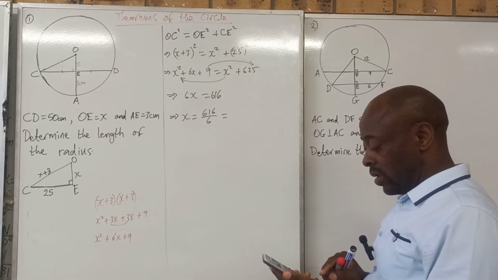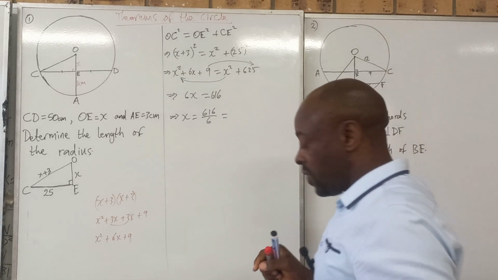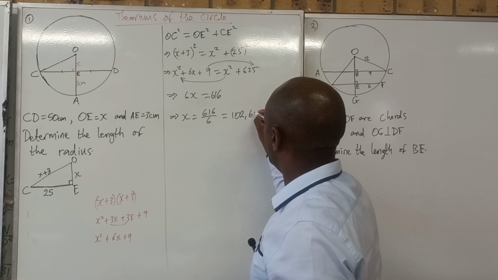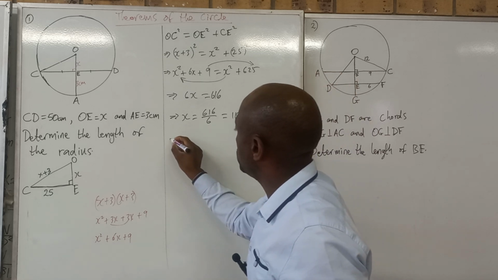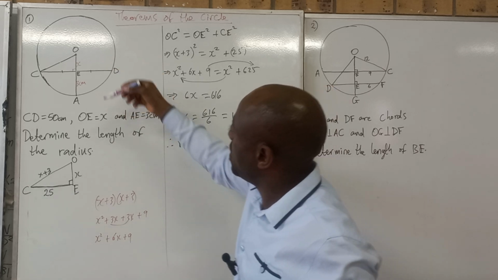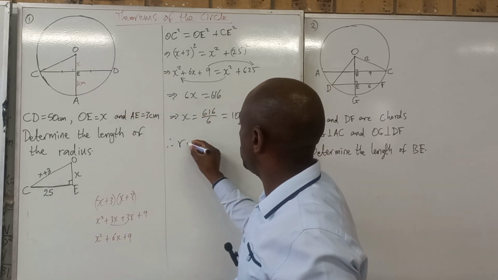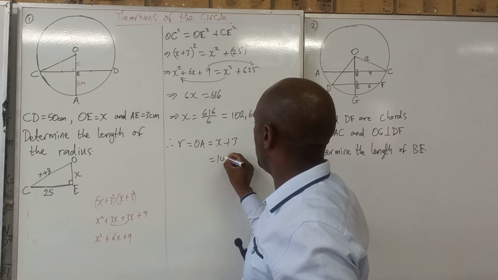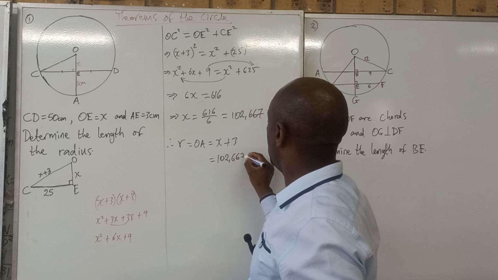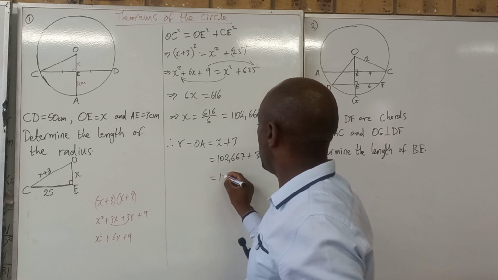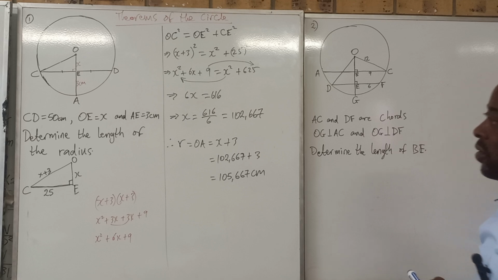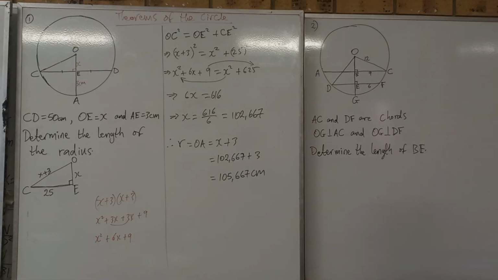616 divided by 6 gives me 102.667. So this is the value of x, and therefore from my diagram I can see that OA is the radius. So my radius R is OA, which is x plus 3, and that will just be 102.667 plus 3, and that gives me 105.667 centimeters. So guys, you see how we succeeded to determine the length of the radius in that diagram.